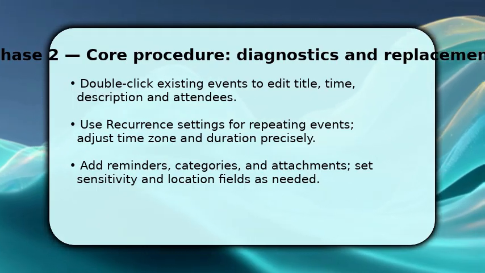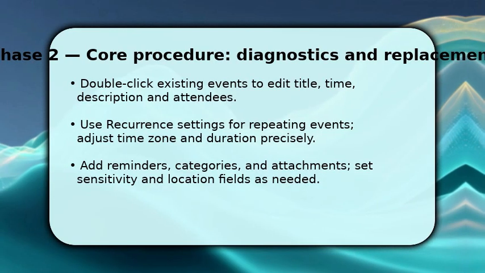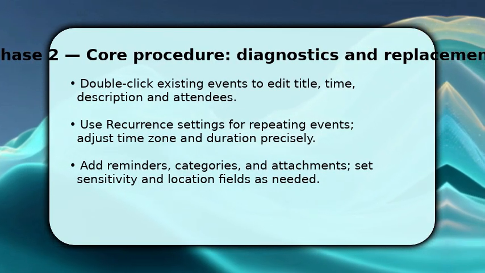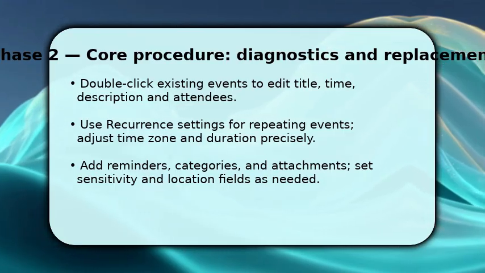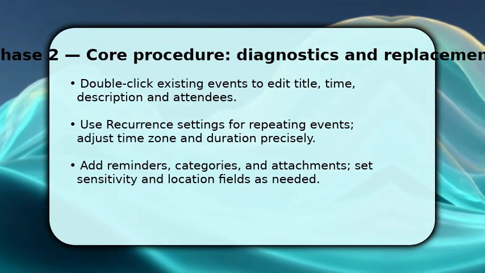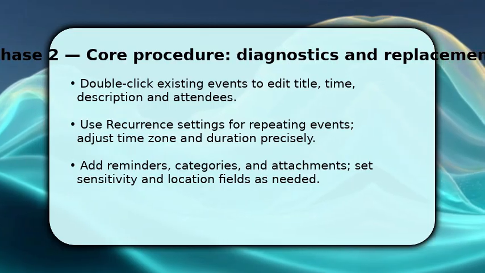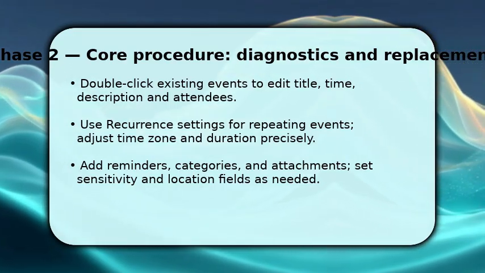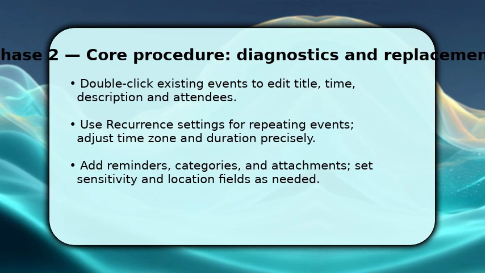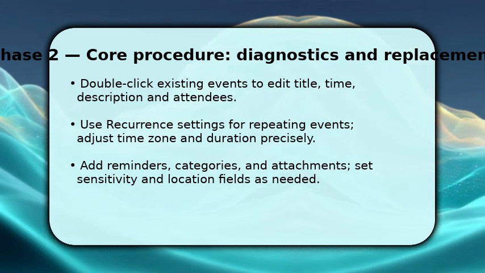For repeating items, open recurrence and choose frequency, end date, and exceptions. This avoids accidental duplicates. Set reminders and categories so items surface appropriately, and attach files or links for context. If you're inviting others, update response options and track RSVP. Once edits are made, press Save or Send Update so the change goes through.